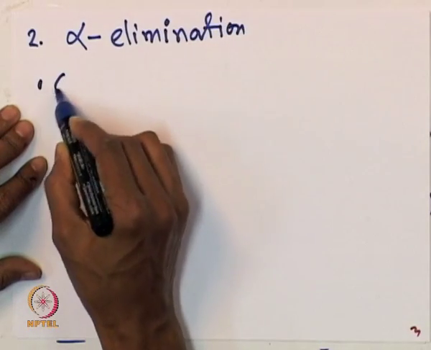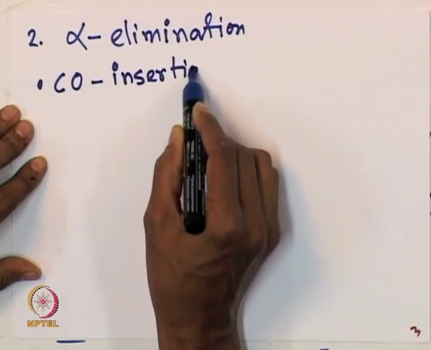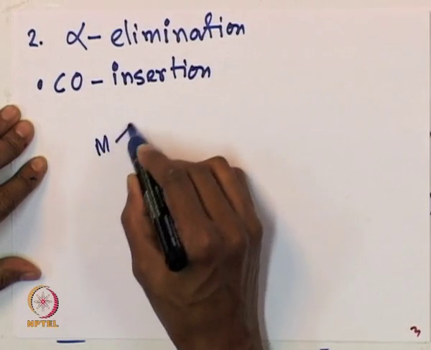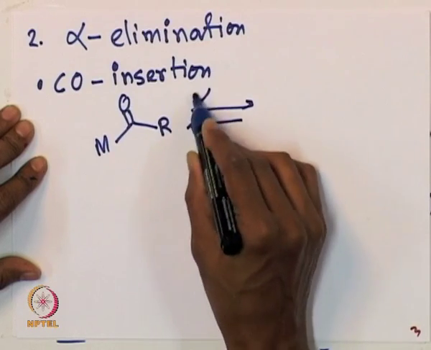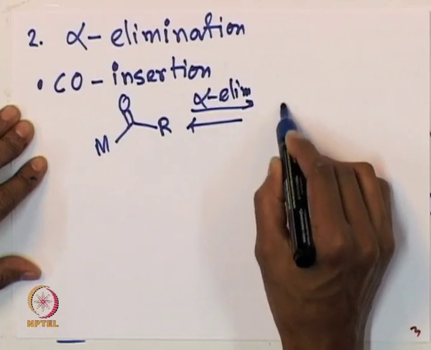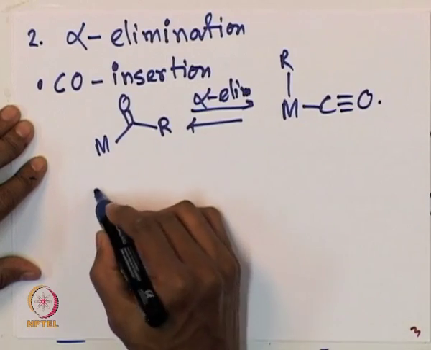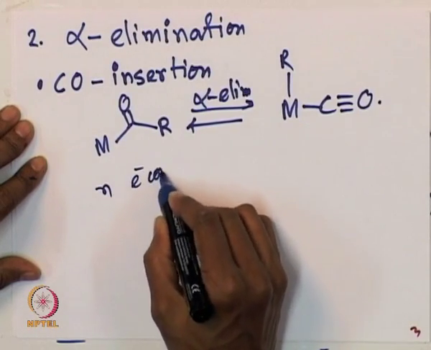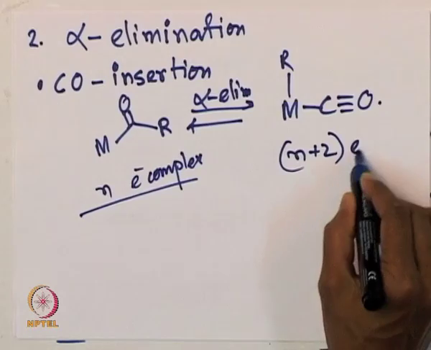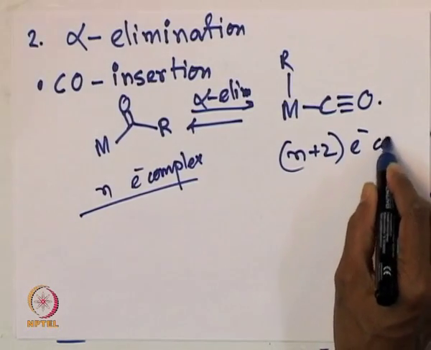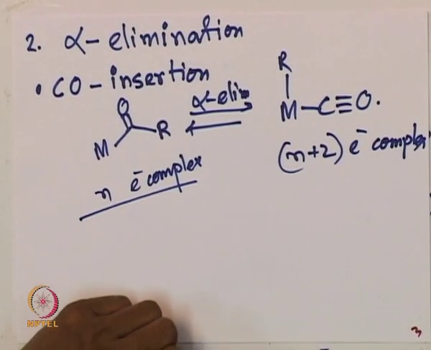As you have already known, this is mainly the CO elimination step we are going to discuss. This is what is going to be alpha elimination, then MCO R. These are the complex formation, and if this is an n electron complex, you are going to get an n plus 2 electron complex, right. So, these things you should be able to do very quickly.